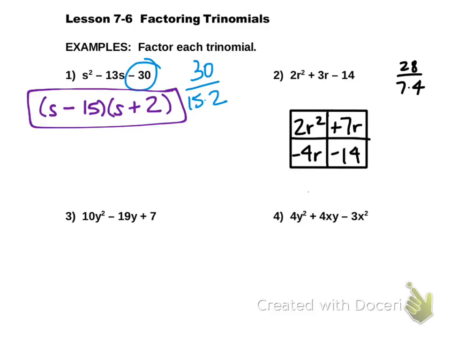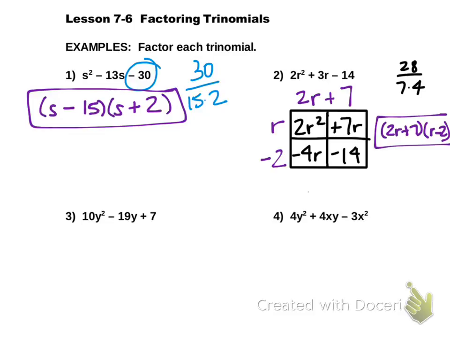Okay, so now we're going to find greatest common factors. This one's going to be 2r. This one is going to be 7. And then the greatest common factor here is r minus 2. This is a plus, positive. All right, so then the factors here are going to be 2r plus 7 times r minus 2. That's the factors there.